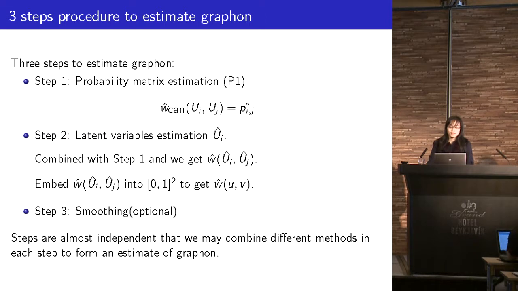And the final step is a smoothing step, which may be helpful when you have prior knowledge about how the graphon may look, especially how smooth it is. And this is a general way to estimate the graphon, and different methods in each step can be combined to form an estimate.